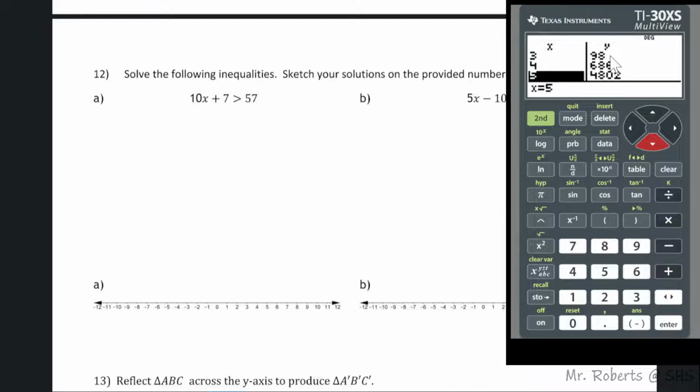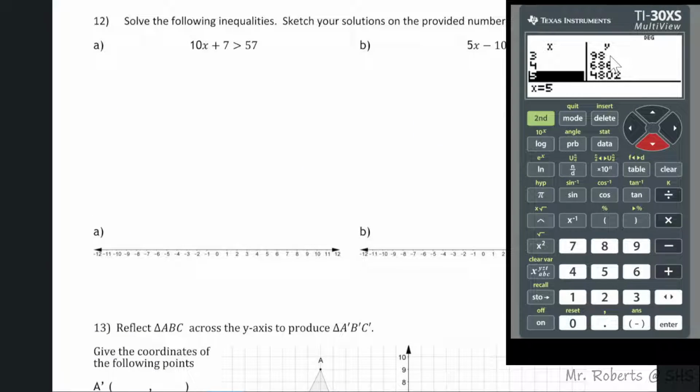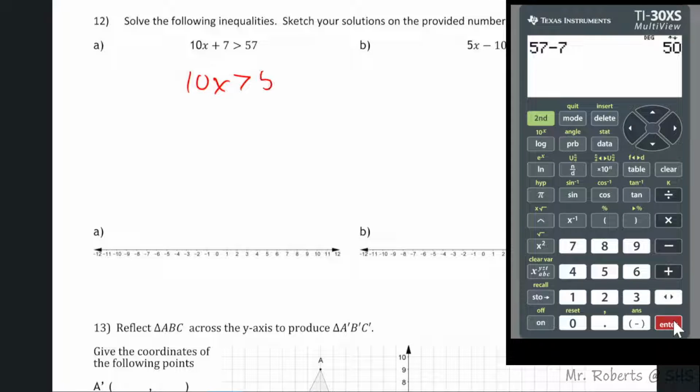Last page says solve the following inequalities, sketch your solutions on the area provided. Let's use a calculator. Why? Because I'm tired. I'll start with 57, and I will subtract 7. What am I doing? Let me quit this. I'm going to take 57 and subtract 7. Roberts, are you serious? That's 50. Oh yeah, you make a good point. So this is 10x is greater than 50. If I divide both sides by 10, I get x is greater than 5.